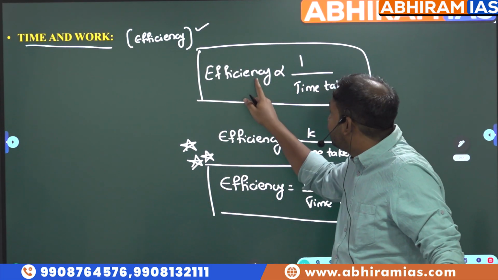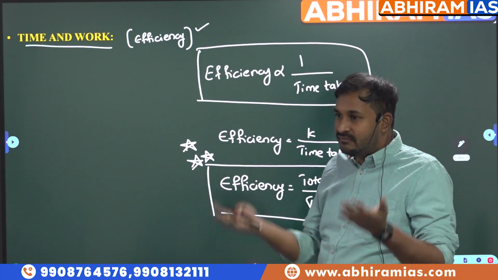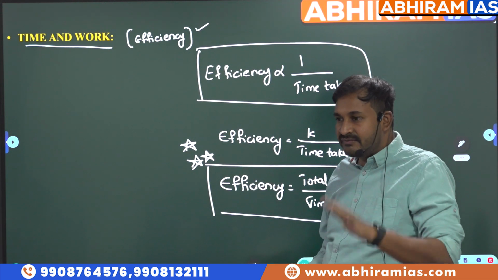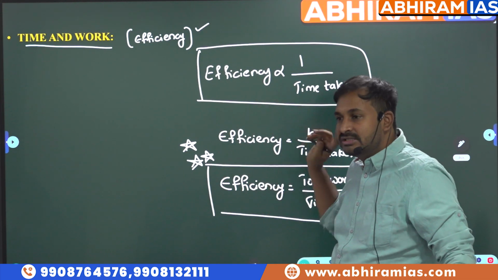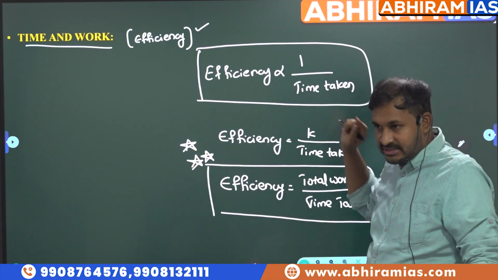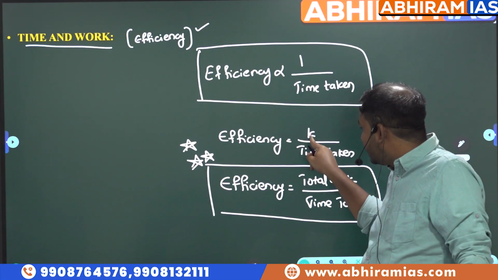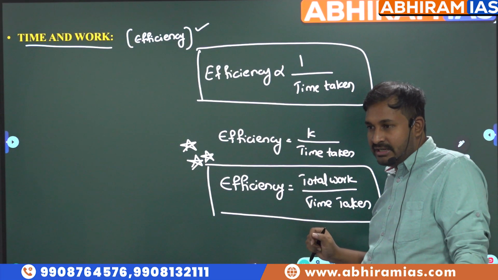So that means efficiency is inversely proportional to time. These two are inversely proportional. If one increases, the other decreases. If one decreases, the other increases. Inversely proportional to each other. Next, to remove a proportional symbol, in general what we do, we multiply it with a constant, right? So I multiplied it with a constant and I have taken time taken.